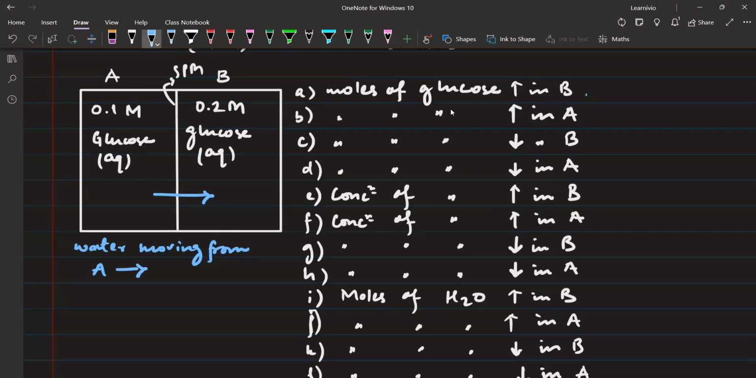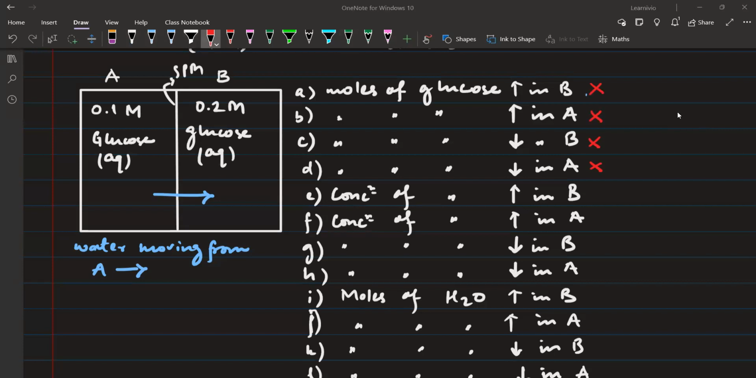So obviously there is nothing happening to the moles of glucose. The number of moles of glucose will be the same in A as it was before. The number of moles of glucose will not change in A, neither will it change in B, because glucose is not moving from A to B. The amount of glucose you had in A will be unchanged. The amount of glucose you had in B will be unchanged. ठीक है? So glucose के हिसाब से जो कुछ है ना, all of these are false. This is false. This is false.